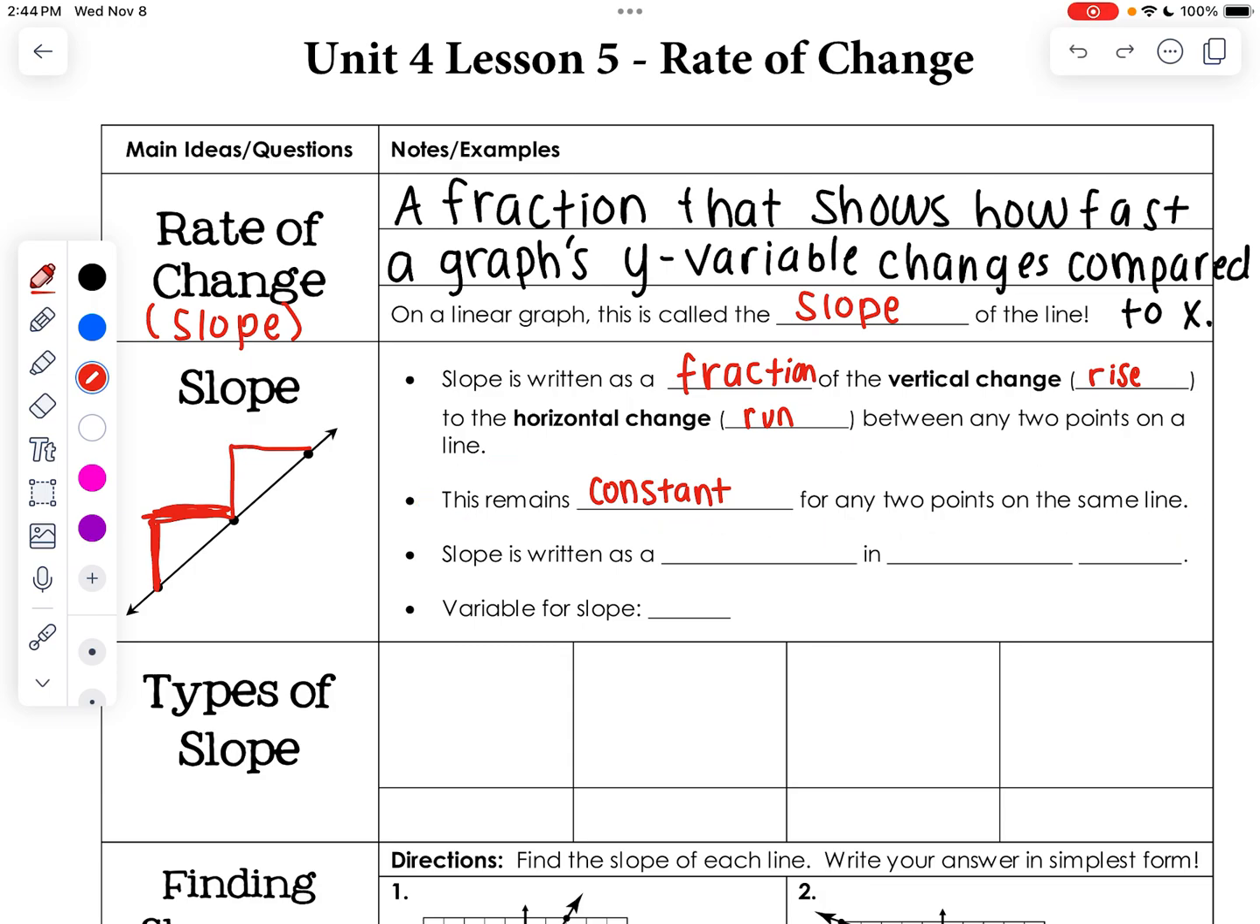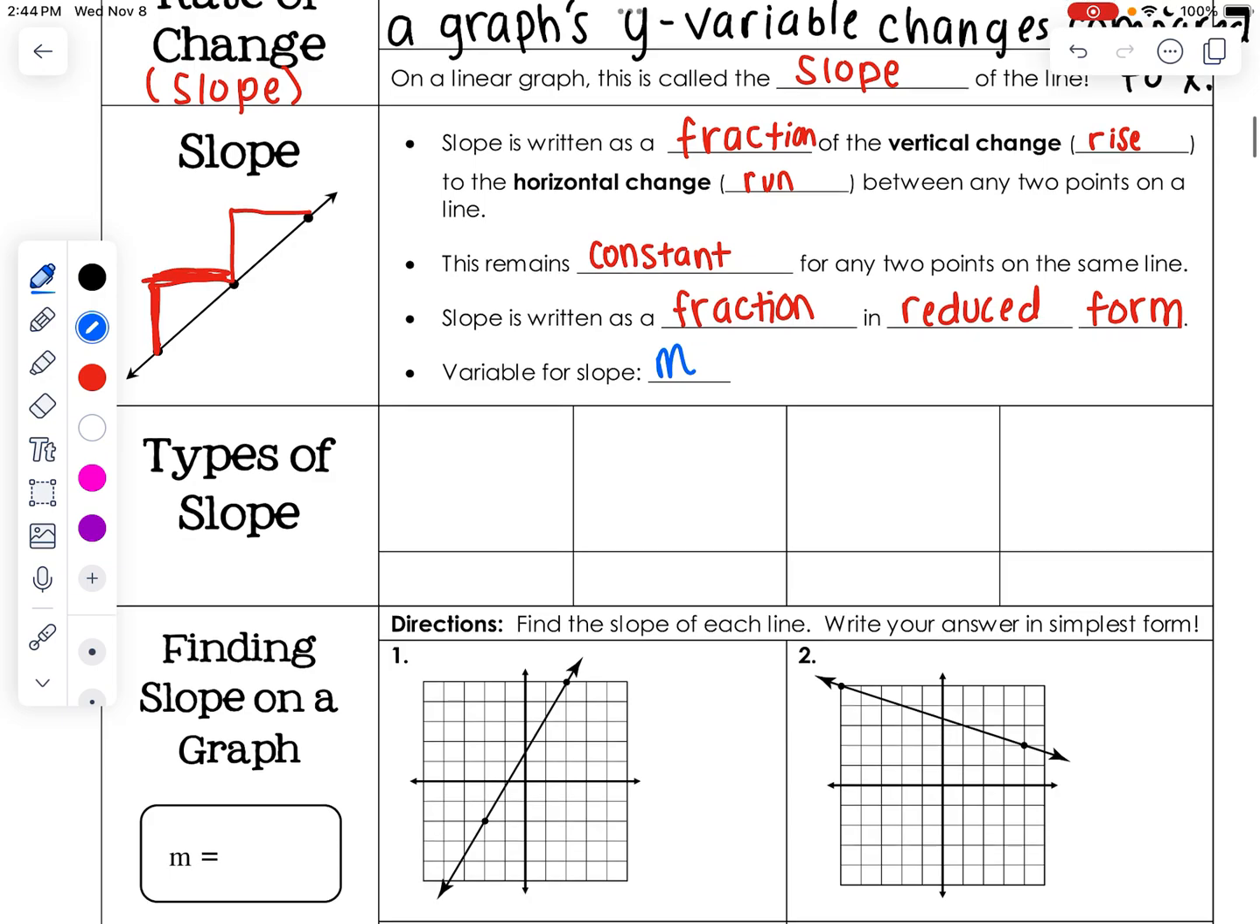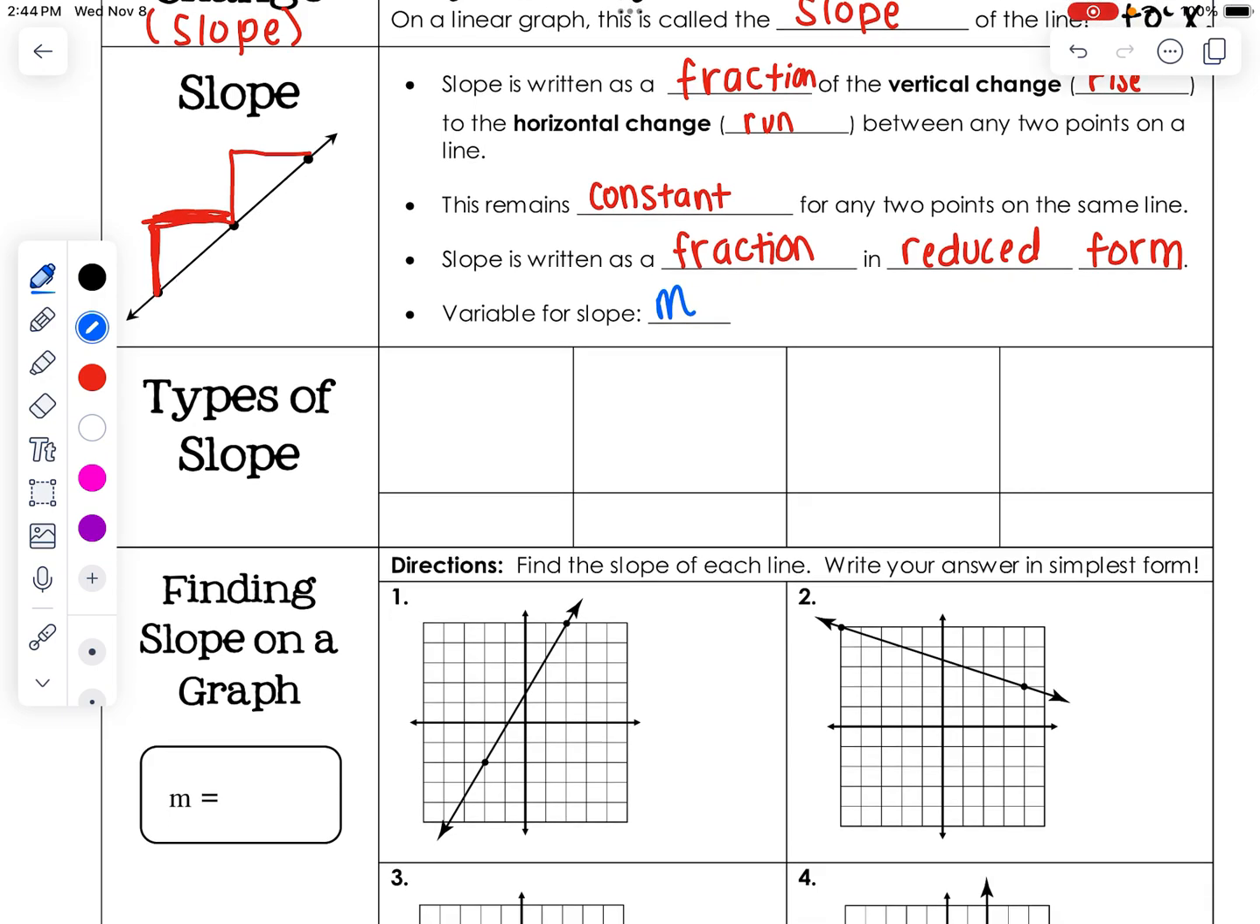Slope is written as a fraction in reduced form. And the variable for slope is going to be m. So y equals mx plus b, m is always your slope. Okay, now there's 4 different types of slope.